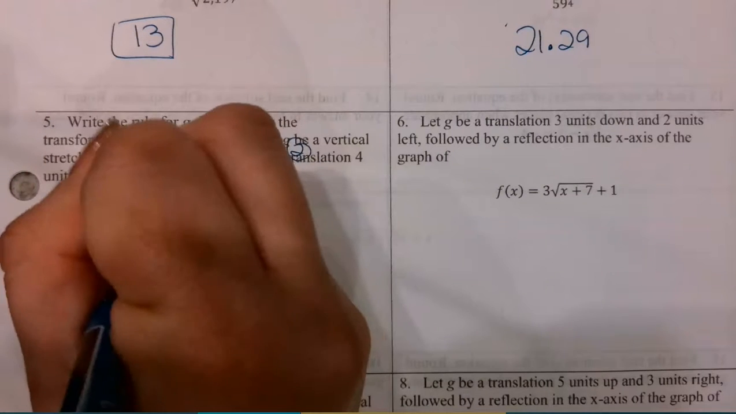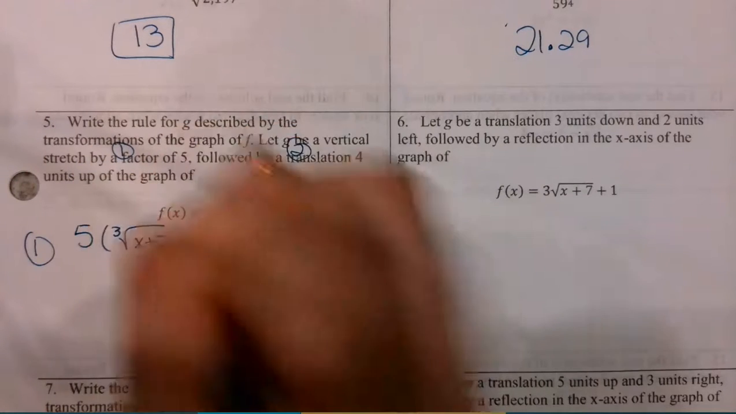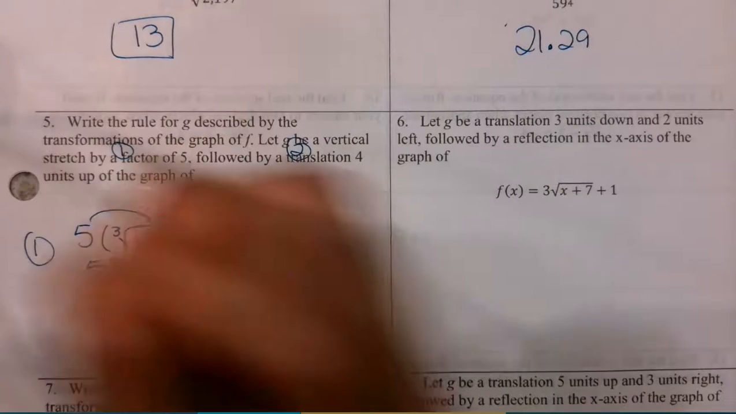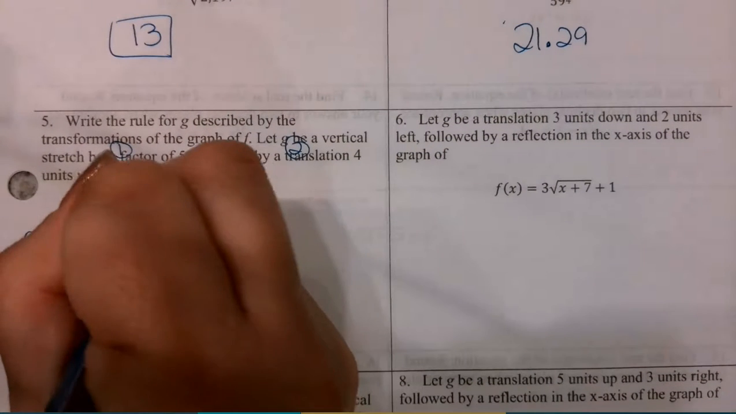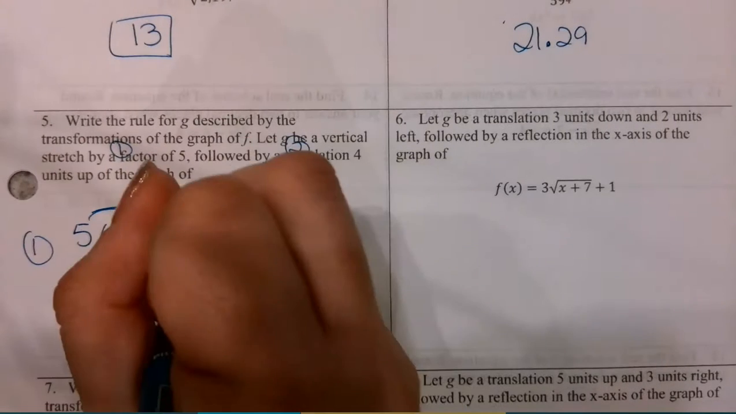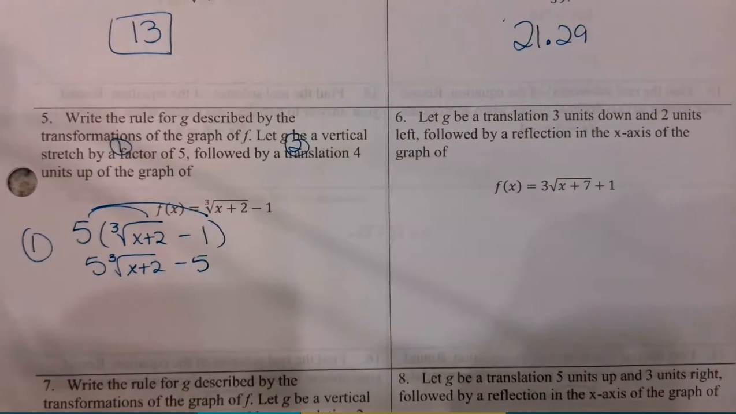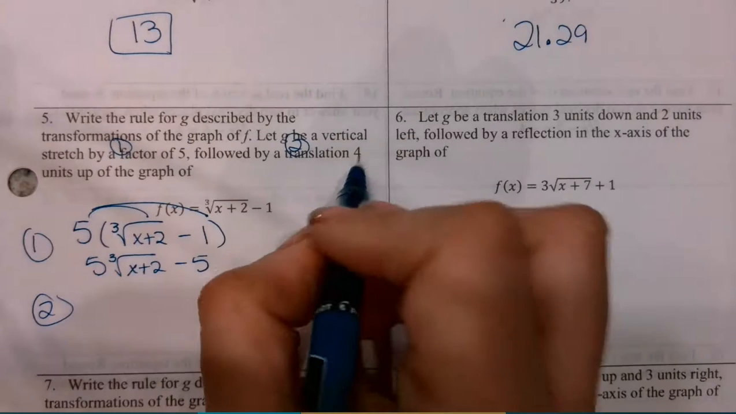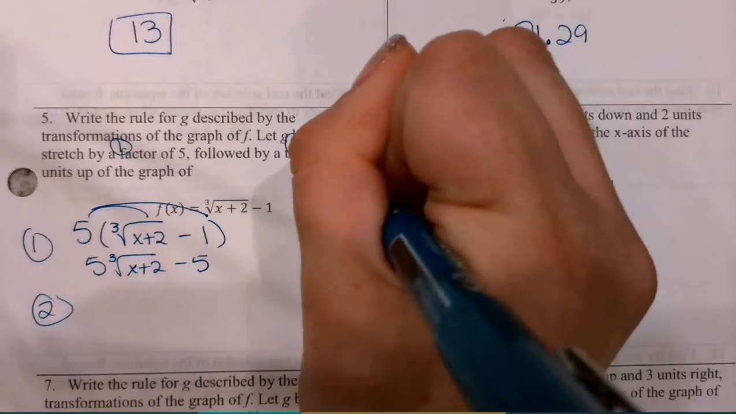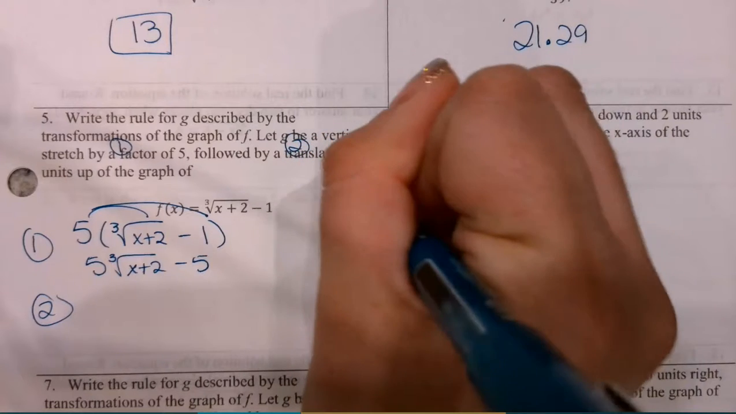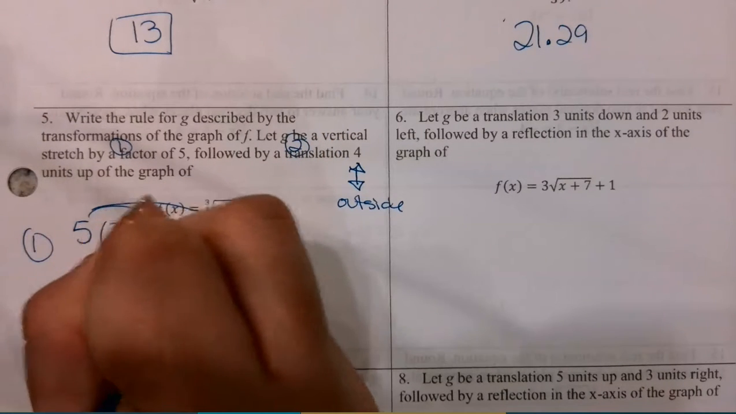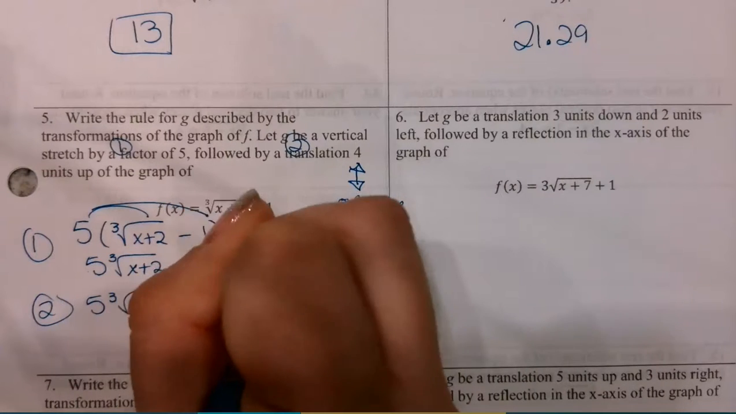So I have cube root x plus 2 minus 1, the 5 outside. The 5 distributes in, so I have 5. I can't actually go into a cube root, so it stays out. Times the cube root of x plus 2. And then I have 5 times the -1, which gives me -5. My second step is then the translation 4 units up. Up and down goes outside. So I have 5 cube root x plus 2 minus 5, and then I want to add 4.